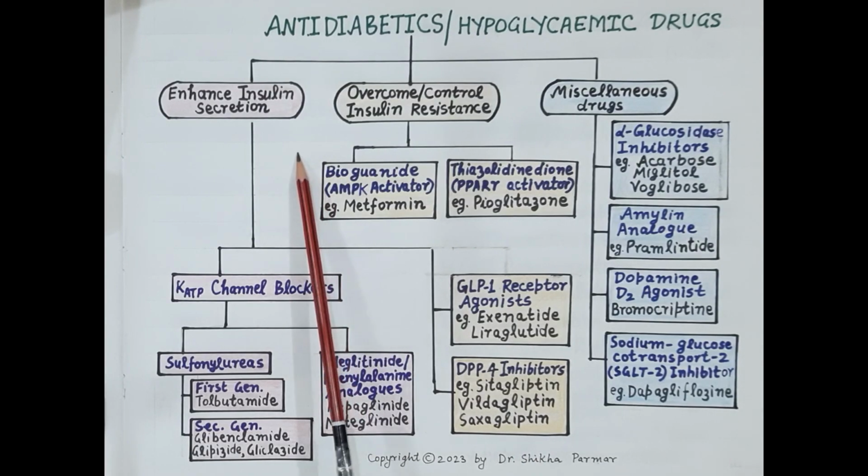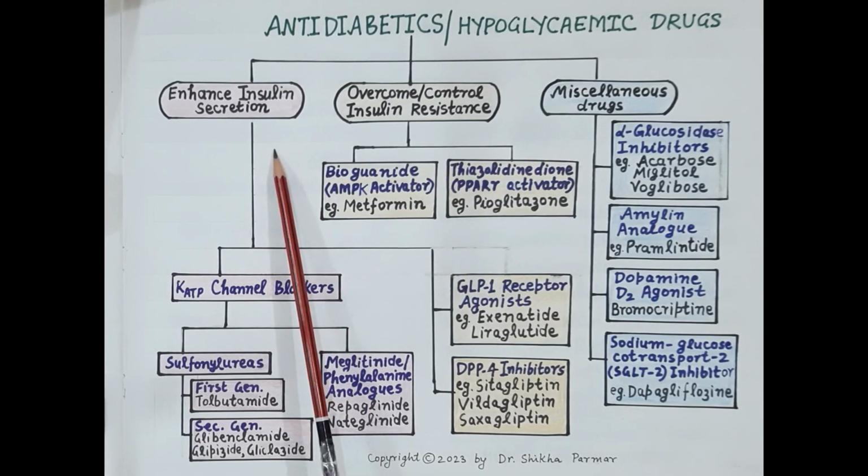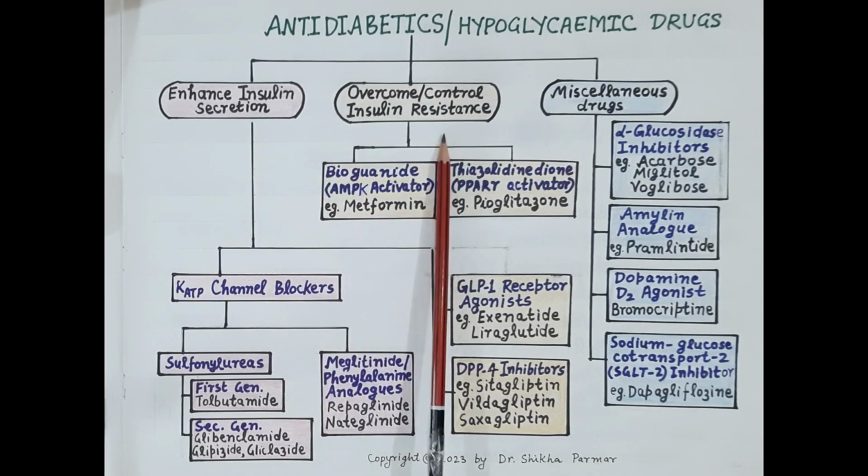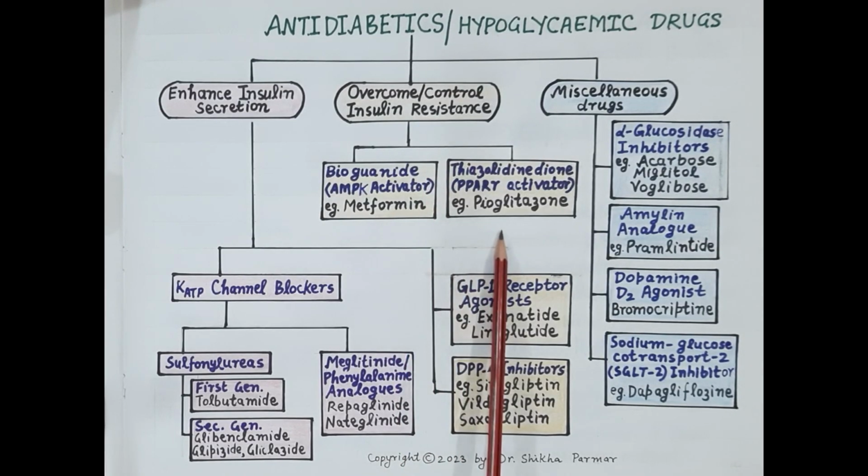After the first class of drugs that increase insulin secretion, now second category of anti-diabetic drugs are those drugs that overcome, that is reduce or control insulin resistance. Now these drugs increase action or these drugs increase effectiveness of insulin, and thus these drugs improve insulin sensitivity. These include biguanides and thiazolidinediones. Now these drugs do not cause hypoglycemia.